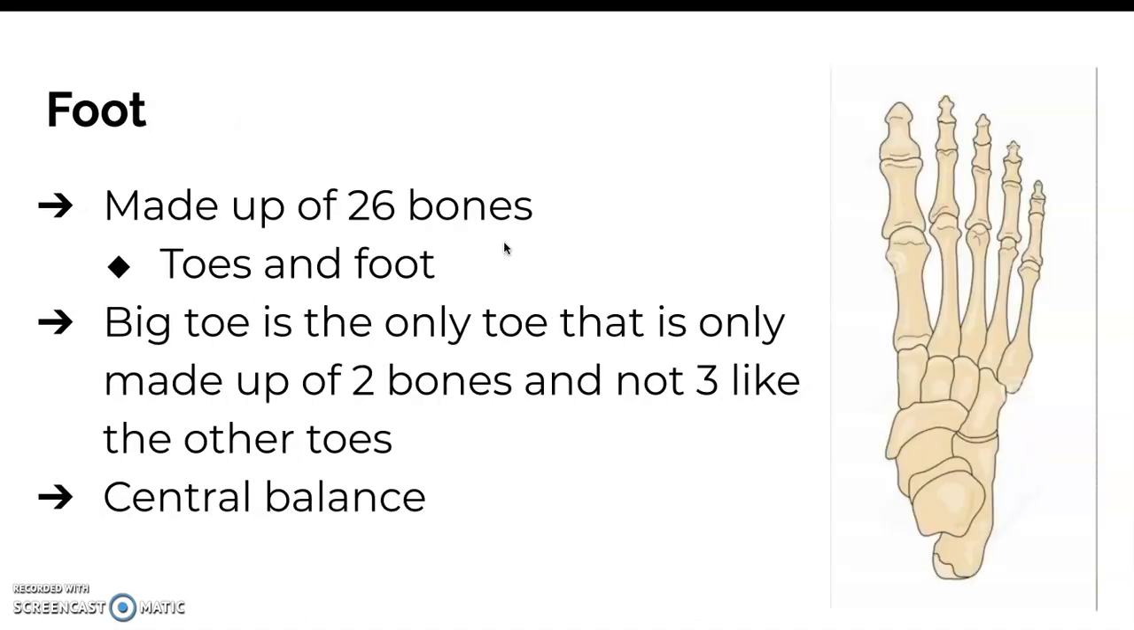Then we'll move on to the foot. This is made up of 26 bones, the toes and the foot bones. The big toe is the only toe that is made up of only 2 bones. What I mean by 2 bones are these 2 right here, and the other toes are made up of these 3. This is considered part of the toes, but it's also part of the foot.